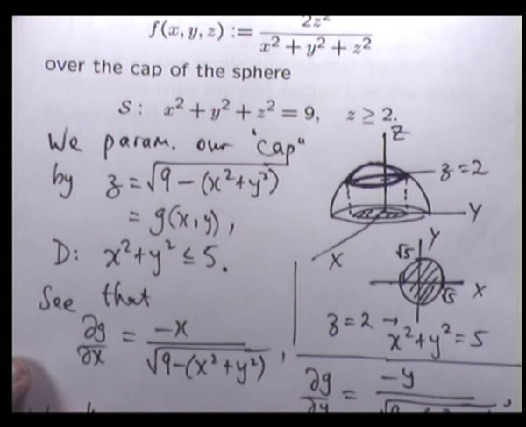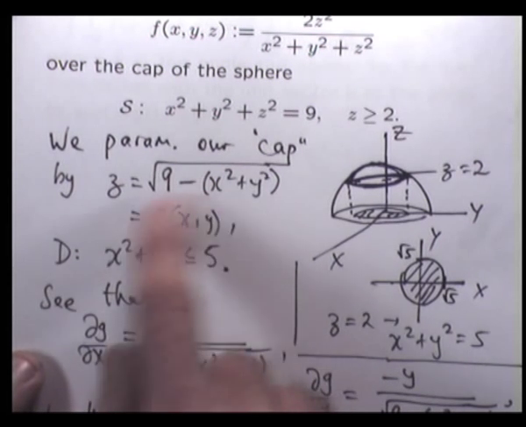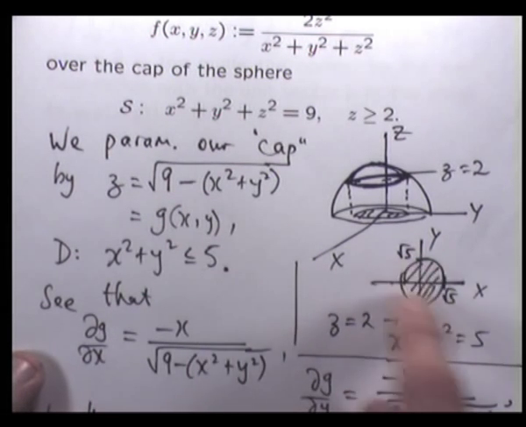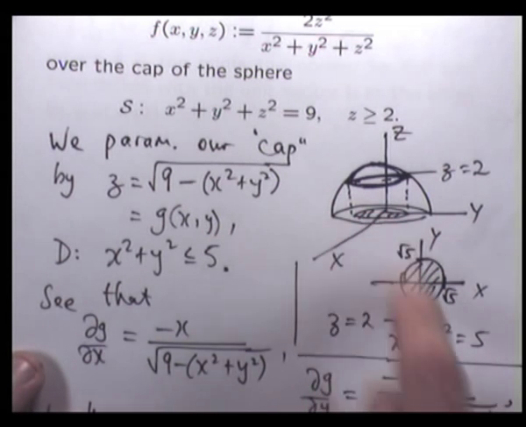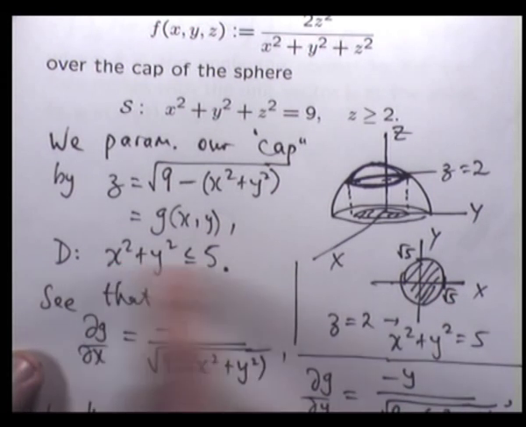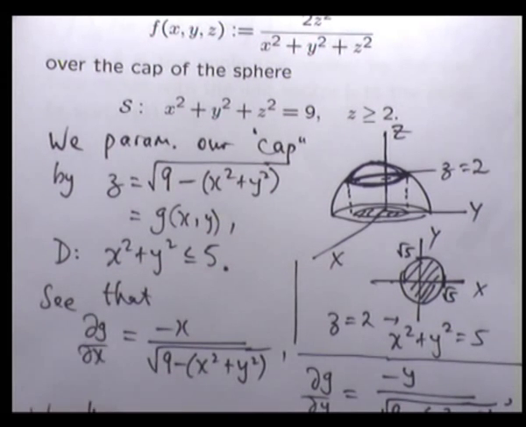So what does that do? It gives us our parameter domain for our parameterization of the surface. Basically, this disk and this disk are the same. And that is the parameter domain for my parameterization.